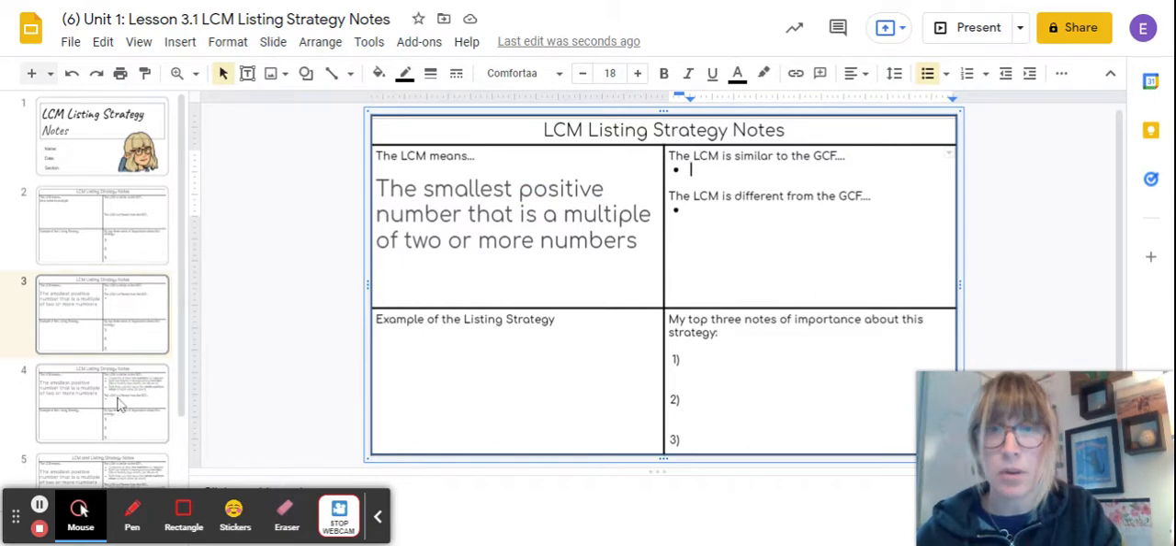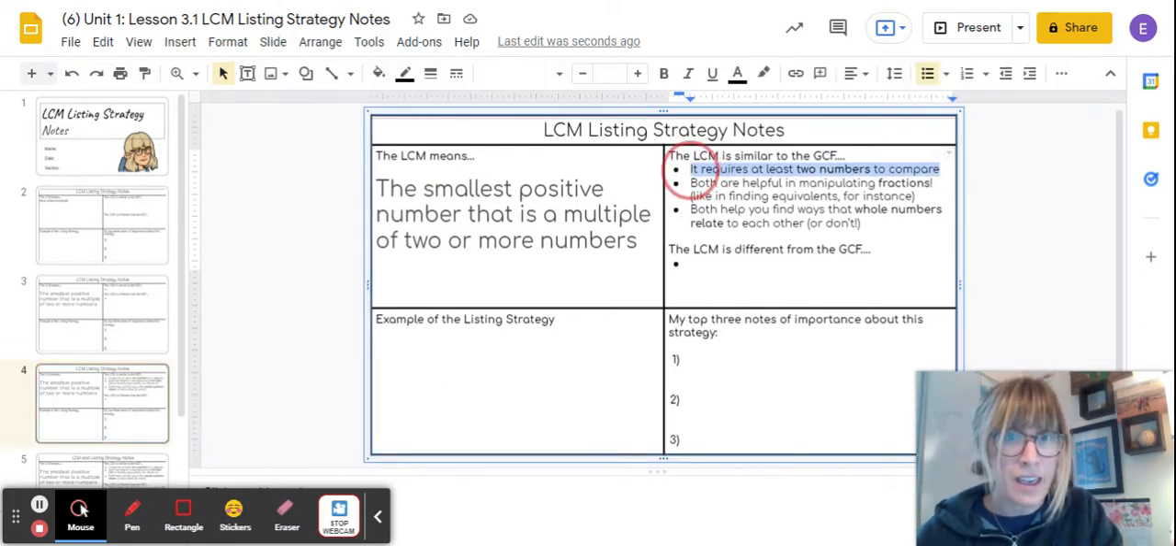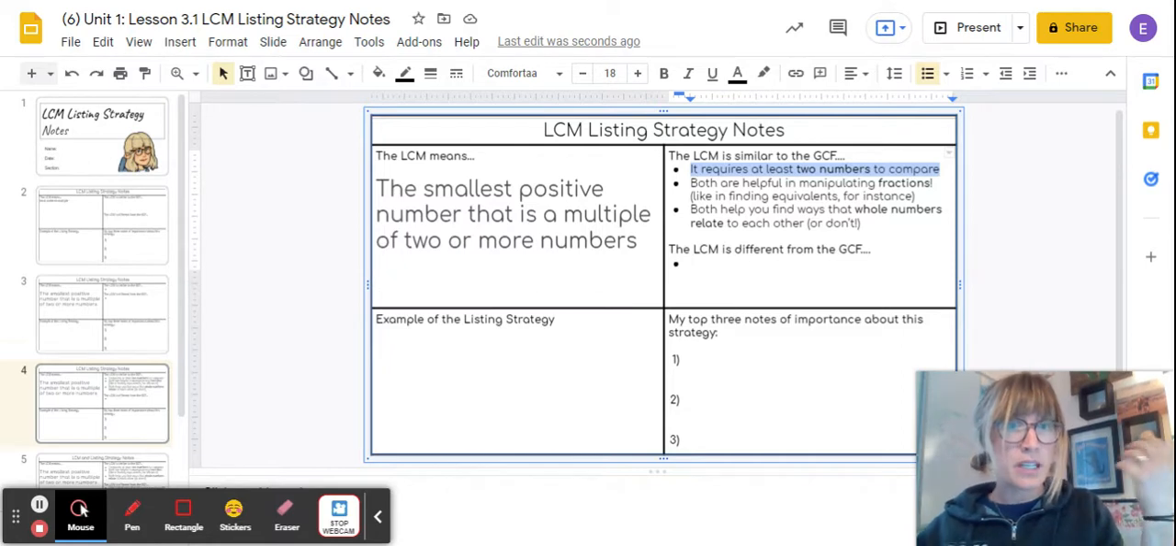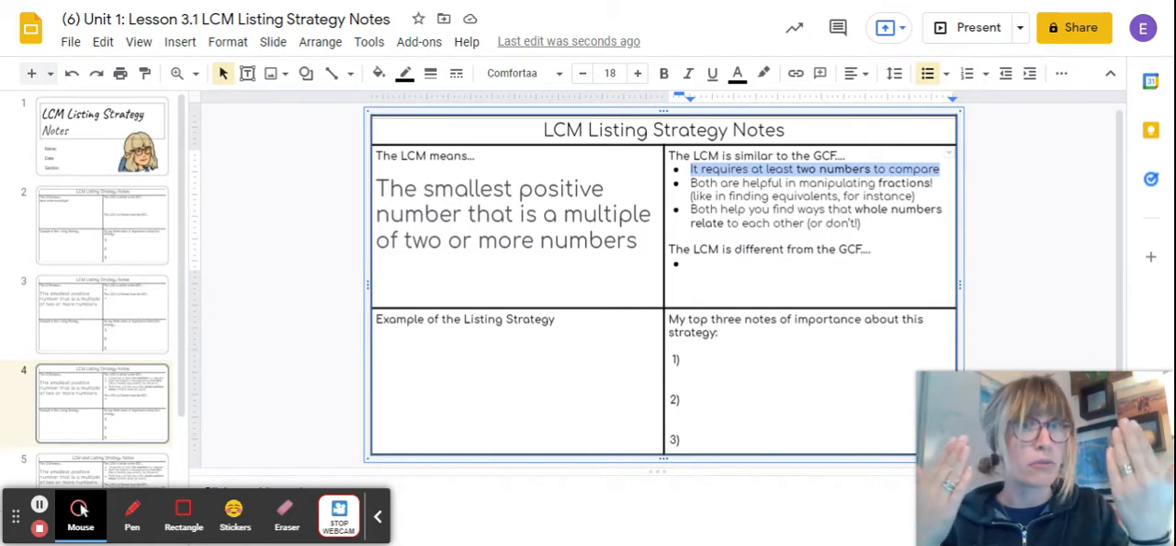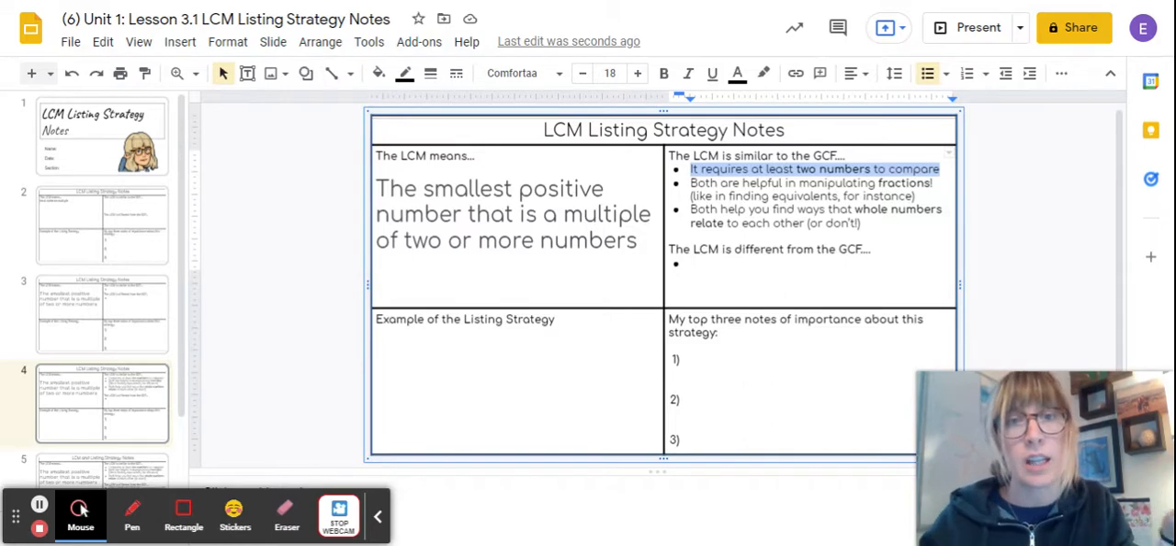If we keep going with that, we can think about how the LCM, the least common multiple, is similar to the greatest common factor, the GCF. To find the LCM and the GCF, you need a comparison, so you need at least two numbers to compare. Like in our last example, 3 and 4. You can have more, but you need at least two.